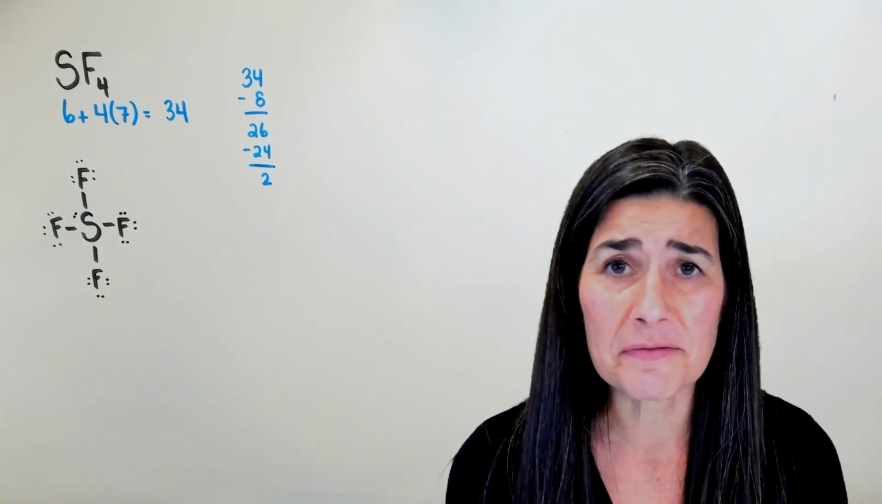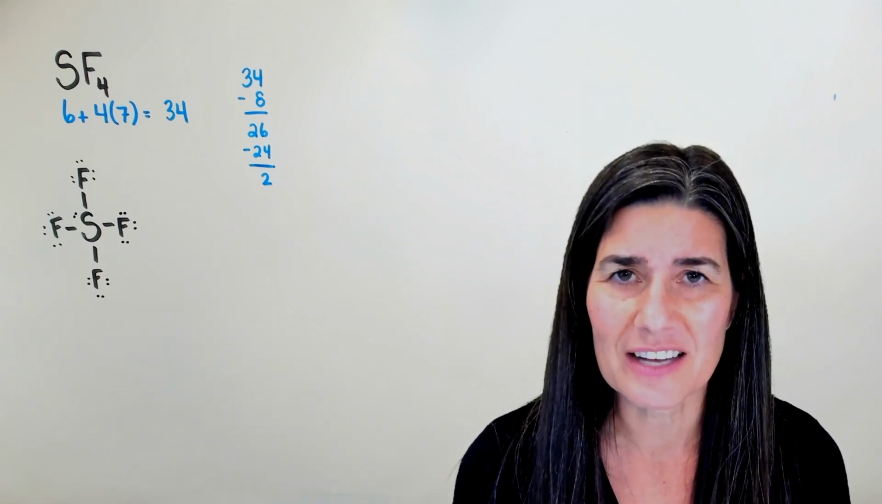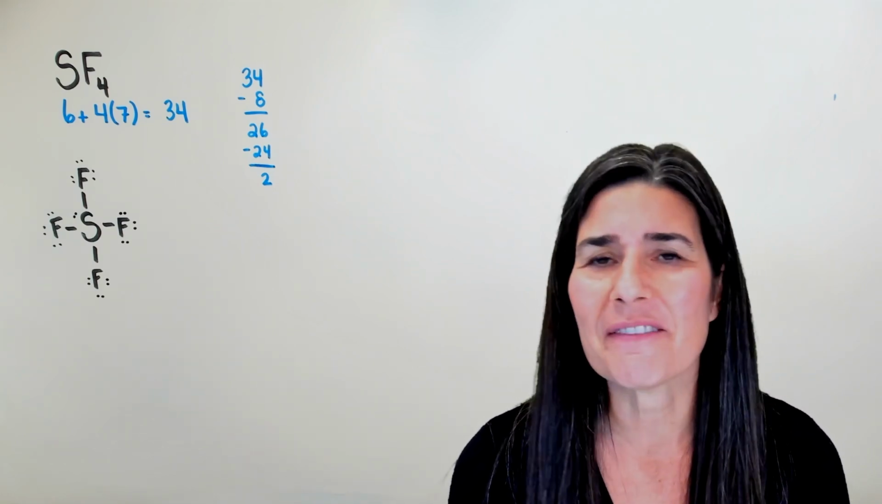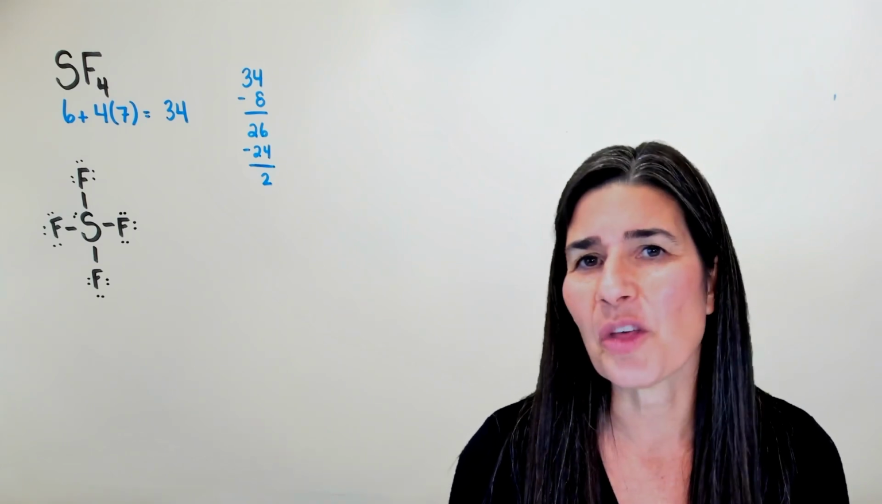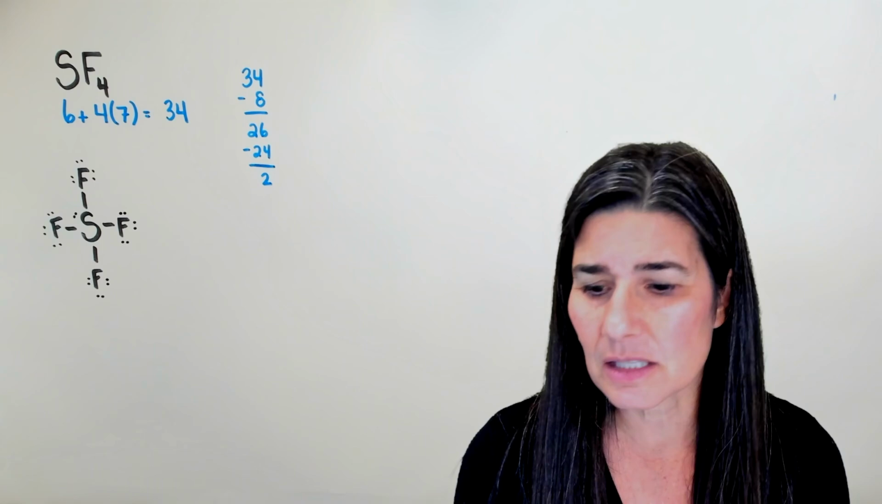Now that makes sulfur have more than 8 electrons around it. We've expanded sulfur's octet, but that's okay. Sulfur is in the 3rd row of the periodic table. Elements in the 3rd row or below are allowed to expand their octet, so this is fine.